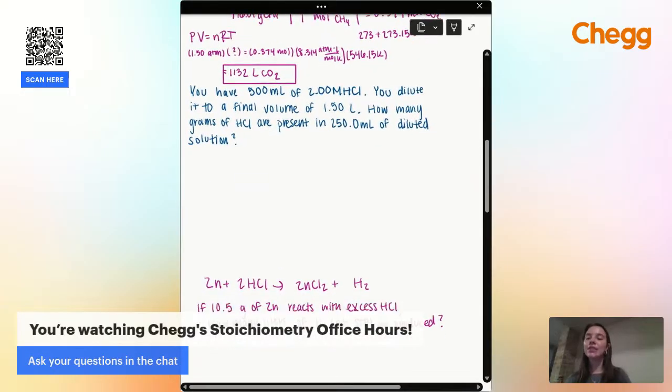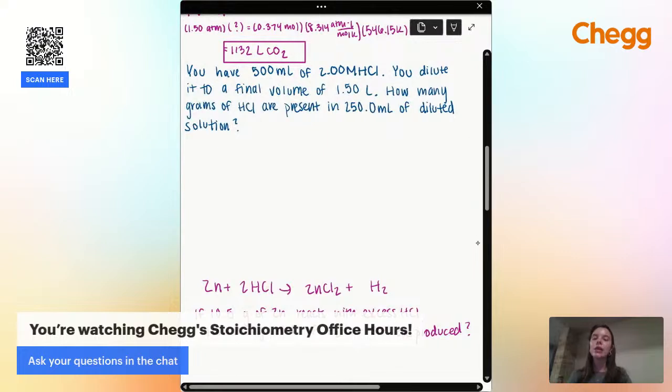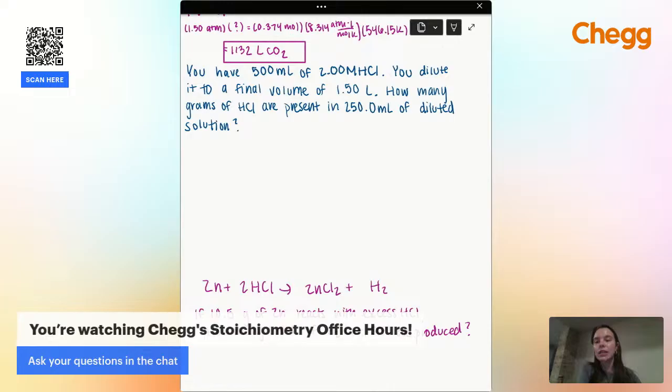Next question, you have 500 milliliters of 2 molar HCl. You diluted to a final volume of 1.50 liters. How many grams of HCl are present in 250 milliliters of diluted solution? So this one has a lot of different variables and components, but I think that we can solve it.